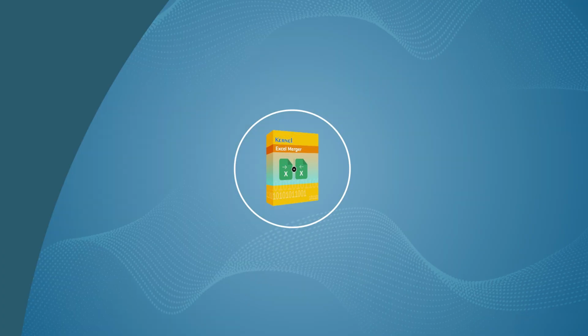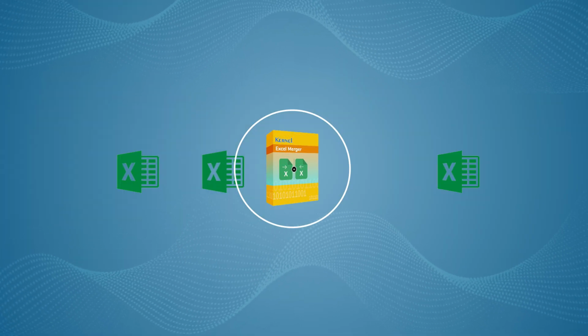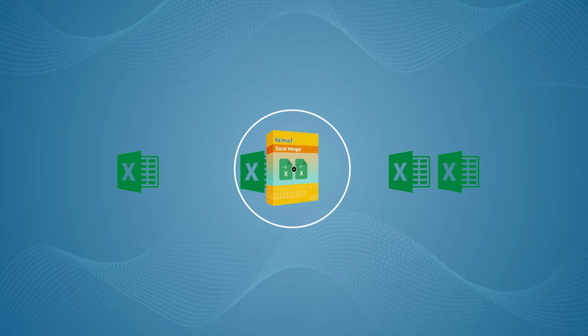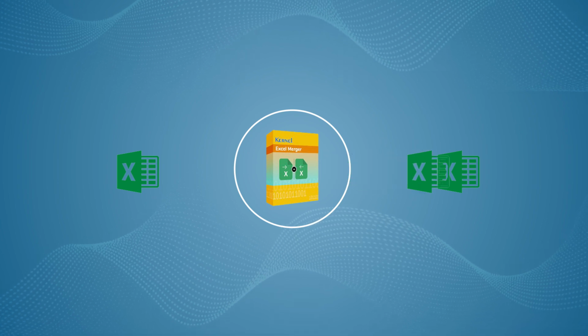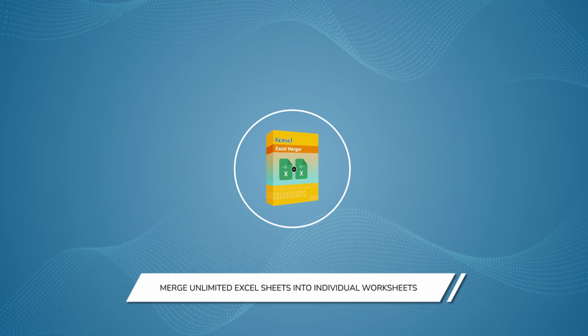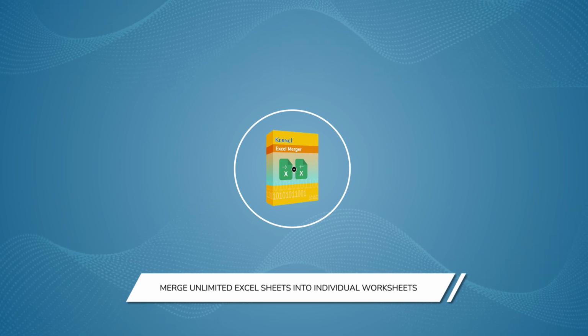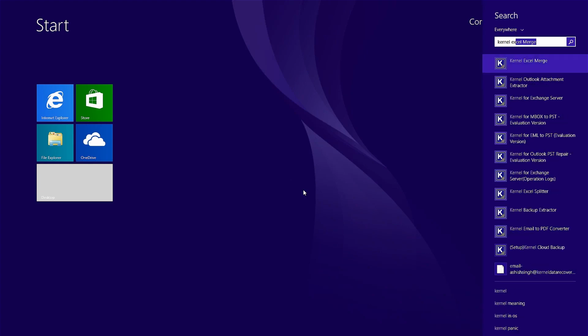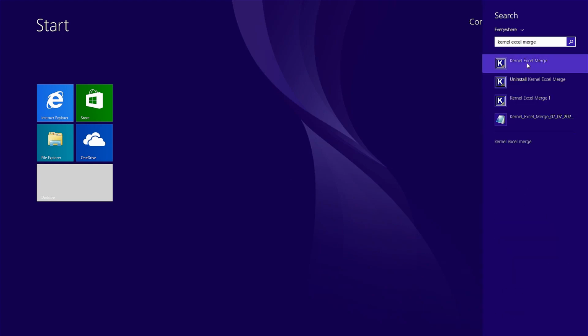One of the standout features of this software is its ability to merge unlimited Excel sheets into a single worksheet, or organize them as individual sheets within a unified workbook. Here is the detailed tutorial to merge unlimited Excel sheets into individual worksheets within a single workbook without altering any data. Press the Windows key on your keyboard, then type Kernel Excel Merge and open the tool.